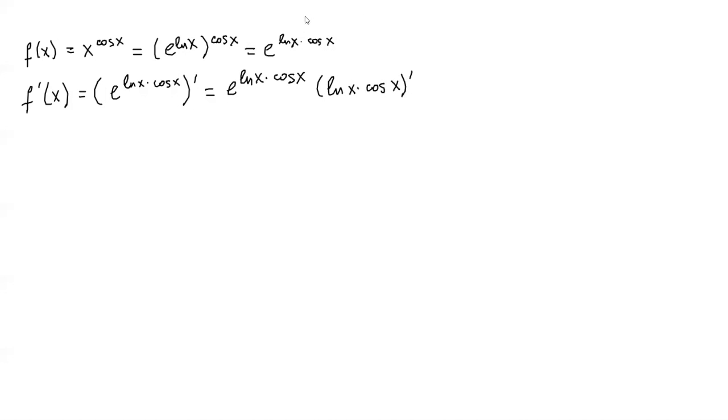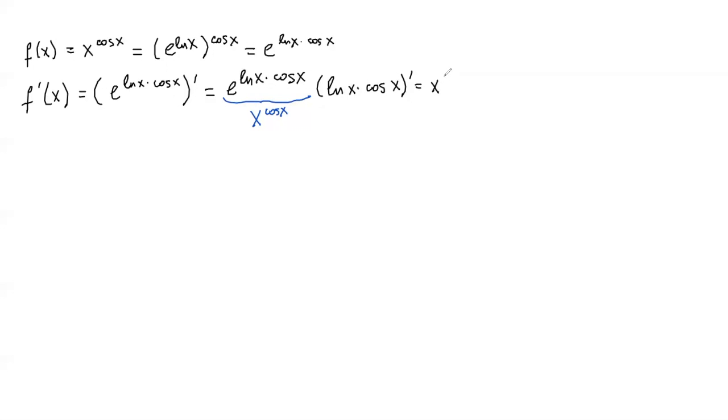Keep in mind that this, if you compare with our function, is basically our f of x, so x to the power of cosine x. We didn't have to, but it's a little bit easier to write it this way. And then we multiply it by the derivative of the product. So to calculate the derivative here, we need to use the product rule.